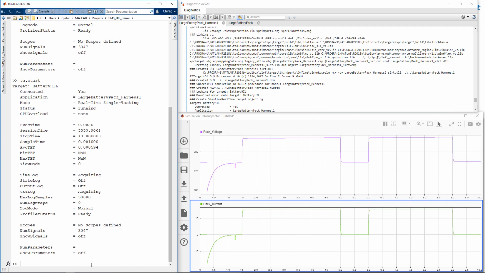While simulation is progressing, we can observe signals of our interest and tune parameters. This simulation is only 10 seconds long. Once it's over, we can check if the target computer was able to execute the model at a desired sample time of 1 millisecond. By inspecting the target object, we can notice here that there was no CPU overload reported during the model execution, and maximum task execution time is well within 1 millisecond. This gives us enough margin for future model growth.